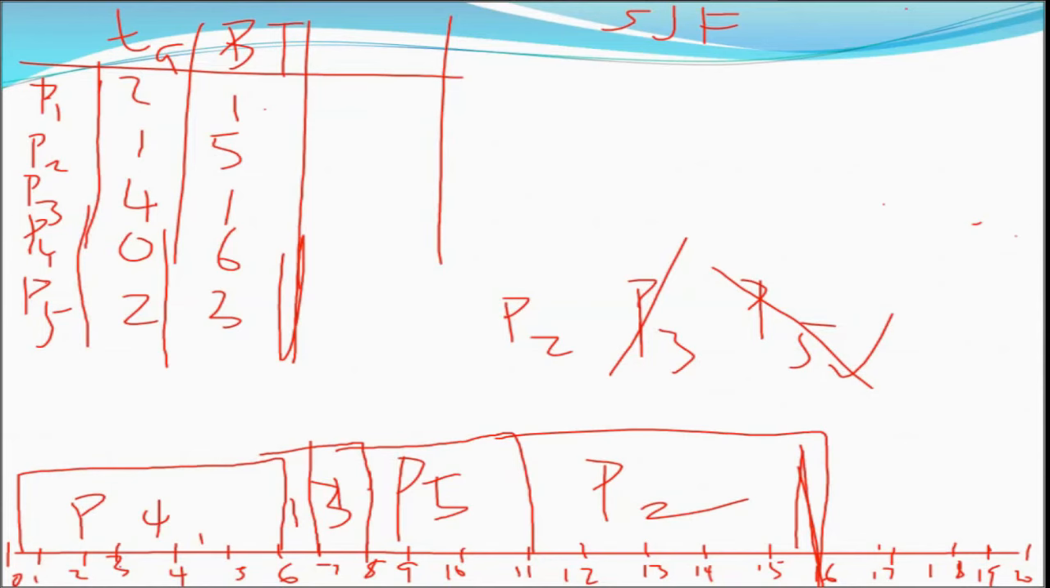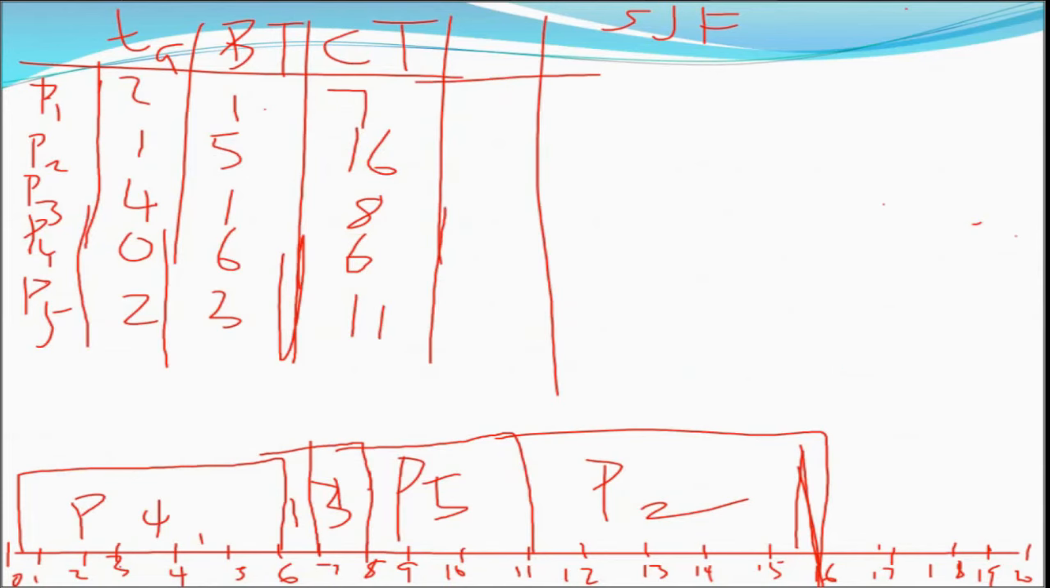What's the completion time for P1? P1 is 7. What about P2? 16. What about P3? P3 is 8. What about P4? P4 is 6. What about P5? 11. Don't mix up the words. When was P1 completed? It was completed at 7. Let's move on.